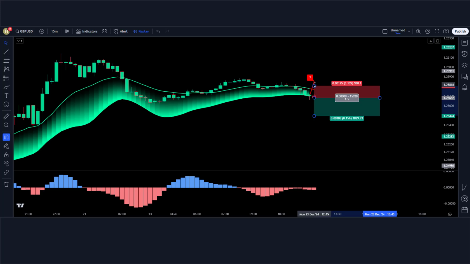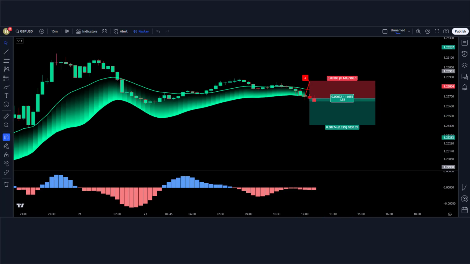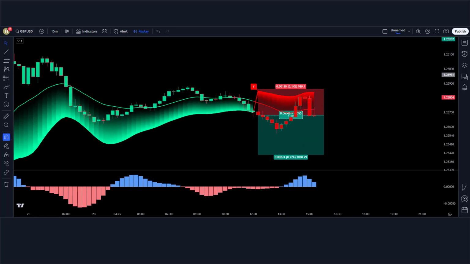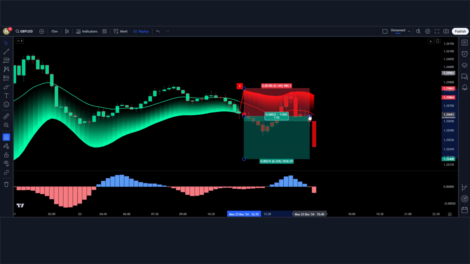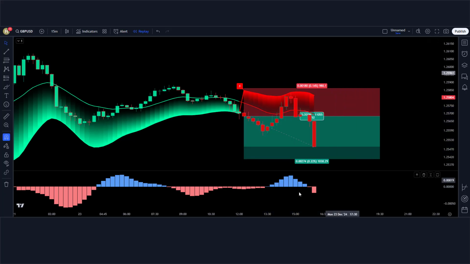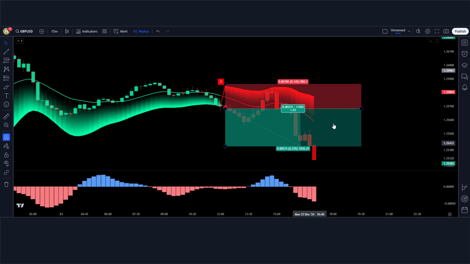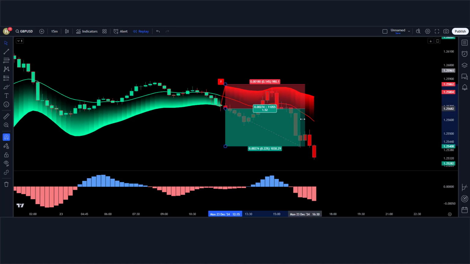Our stop loss will be placed above this plot line. And the risk to reward ratio will be 1:1.5. Let's see what happens to our trade. Our trade is running in profit. We have won the trade. Wait for the next signal.